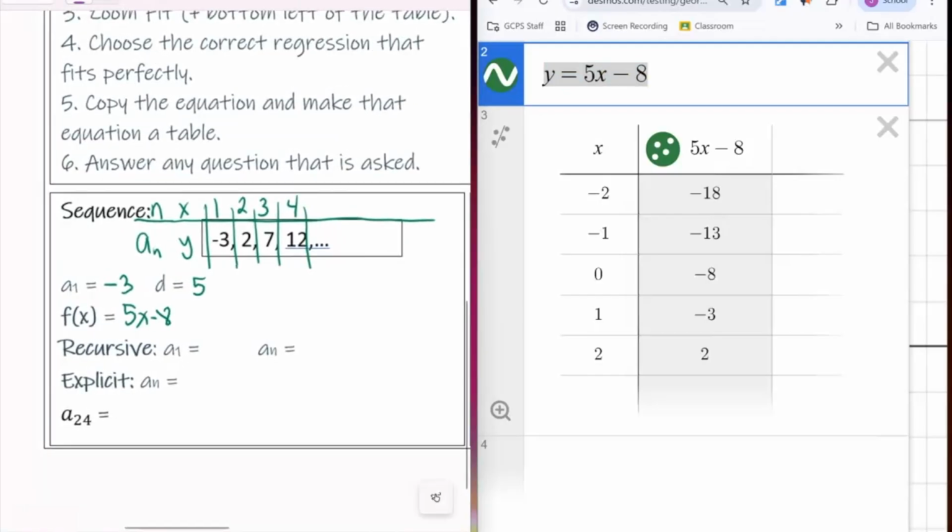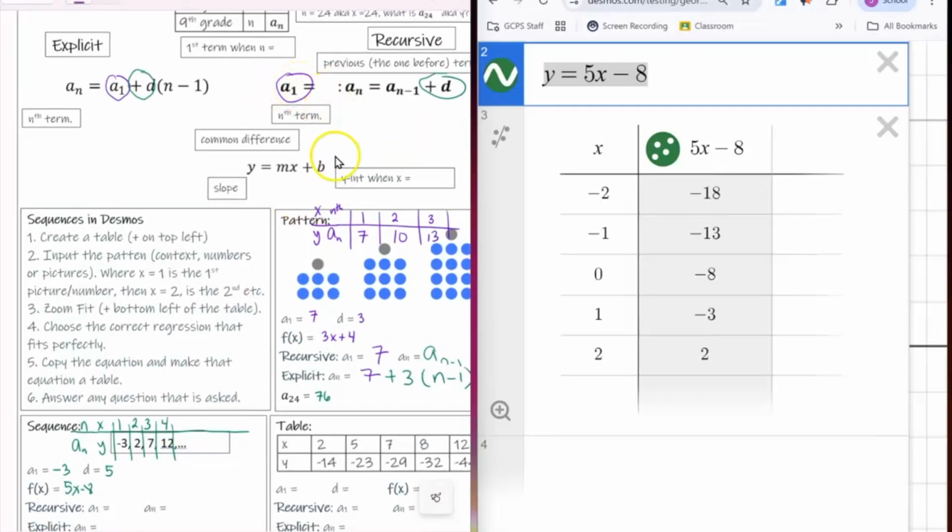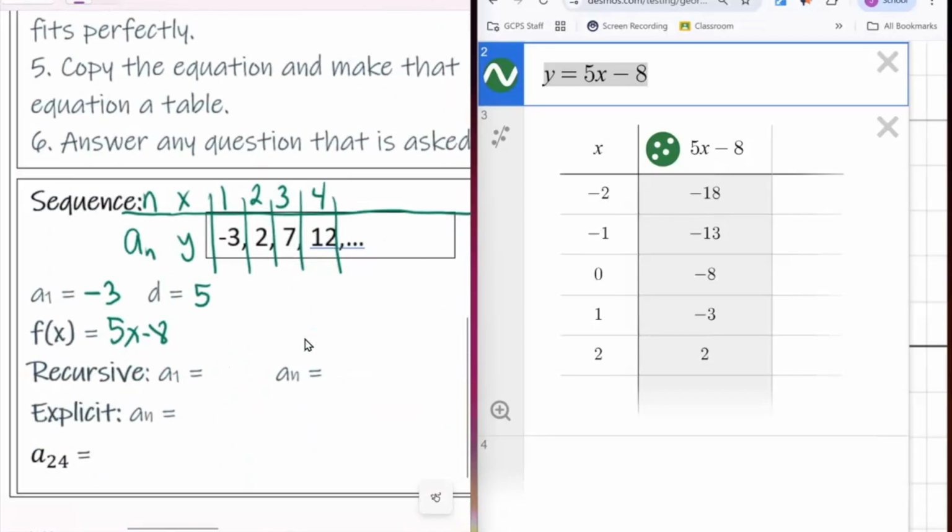All right, so write your function, please. Now we're going to write recursive and explicit. To write recursive and explicit, I need my a sub 1 and b, which I already have. Now I just look at what it looks like. So here's my recursive. I write a1 equals, so a1 equals negative 3 for me, right? Now you're writing for you.